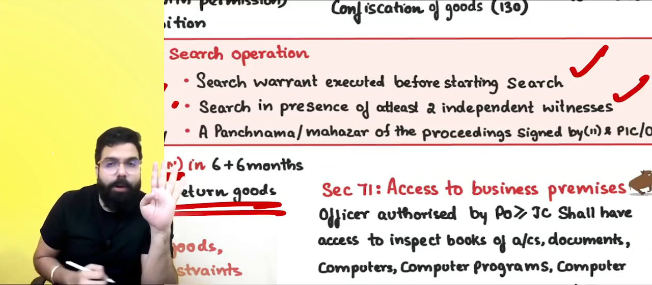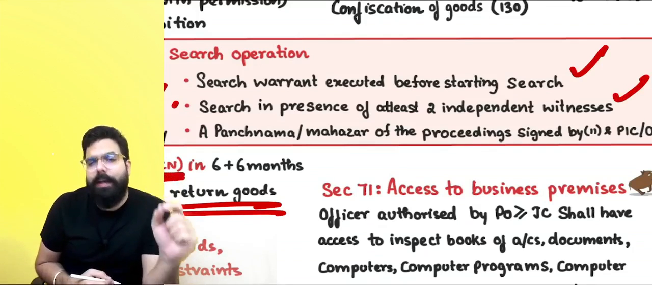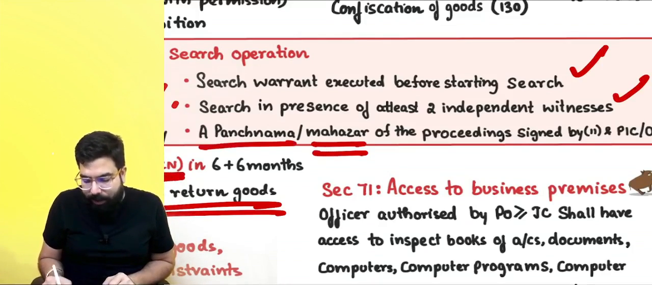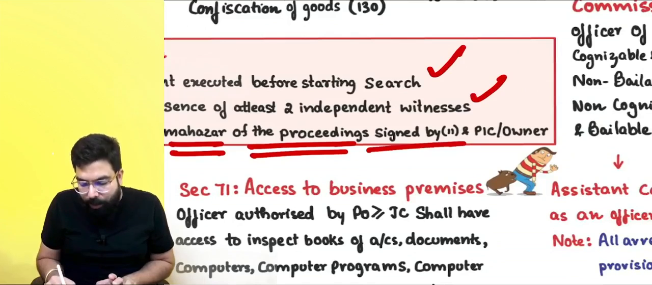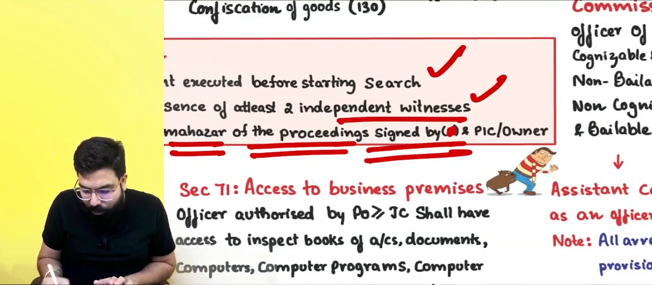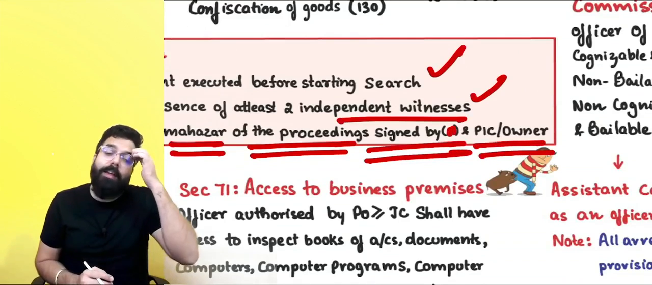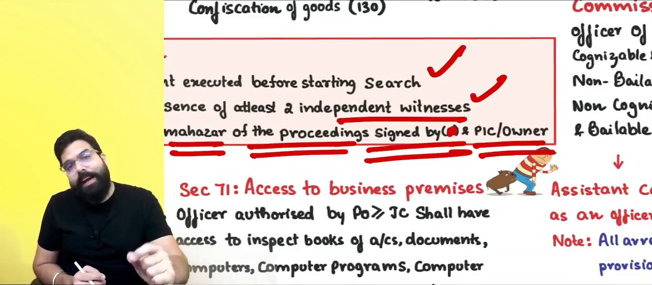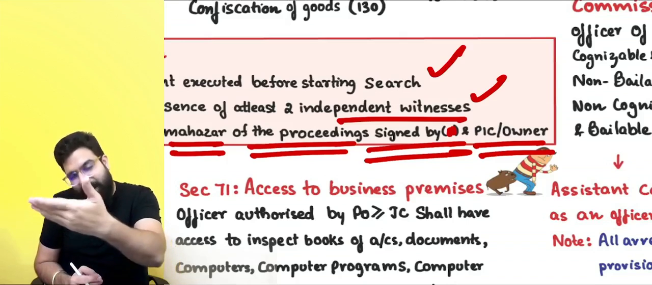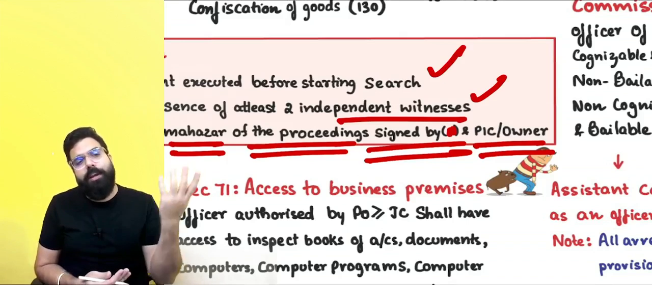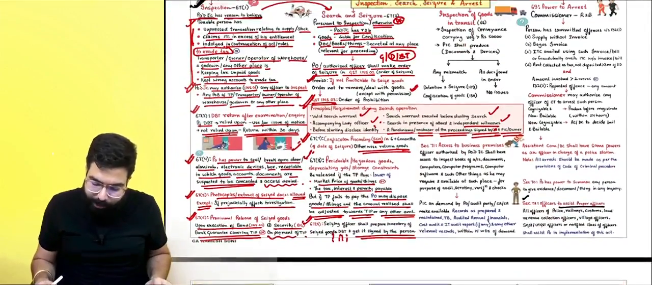Search should always be in the presence of two independent witnesses, and after the search is over, a panchnama or mahazar of the proceeding is signed by the independent witnesses, and the person in charge or the owner of the premises has to sign that panchnama or mahazar. It is basically a document where you note down what documents, books and things you are taking along with you. Okay sir, point is clear.